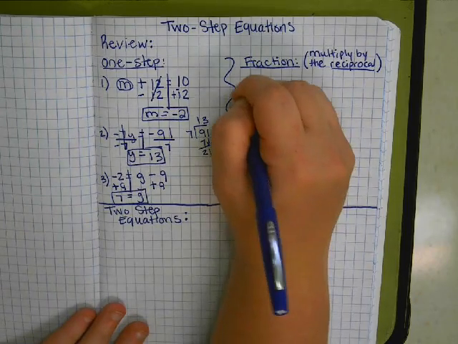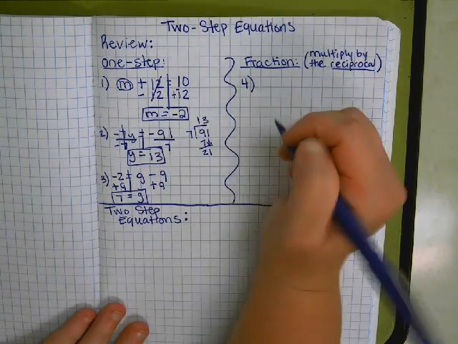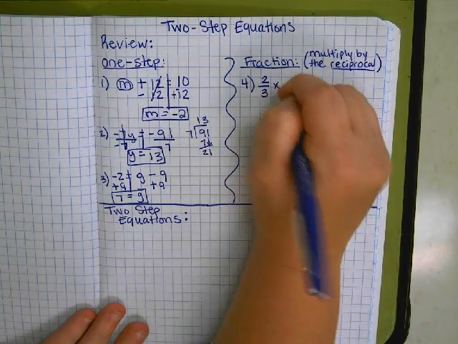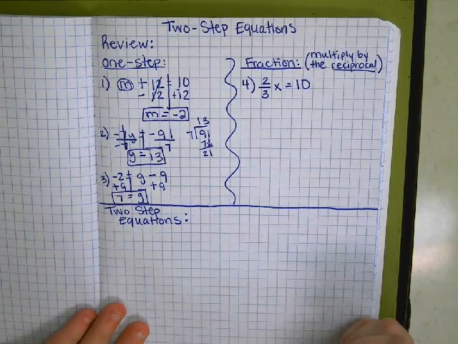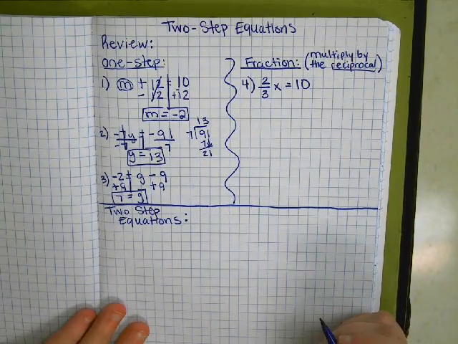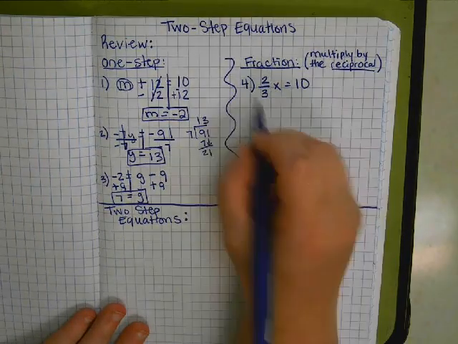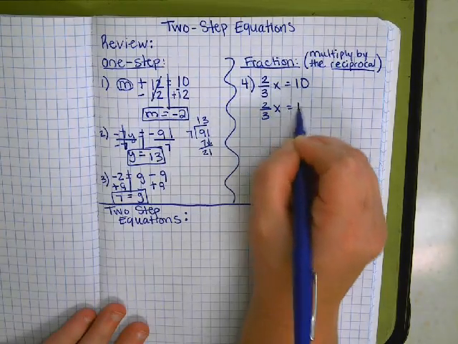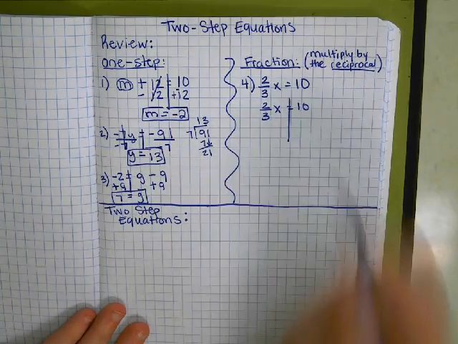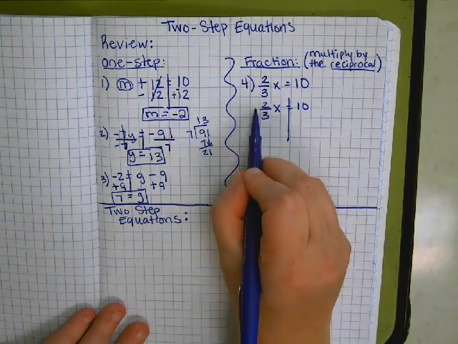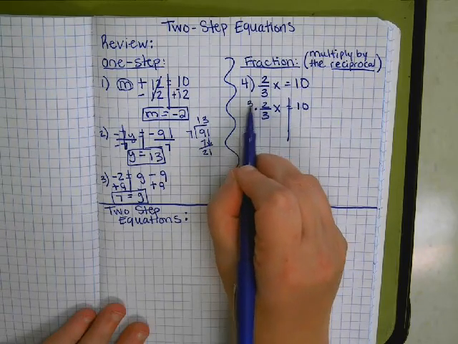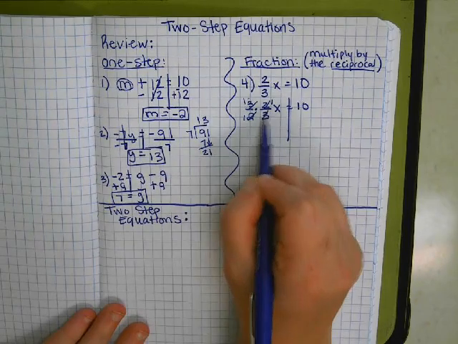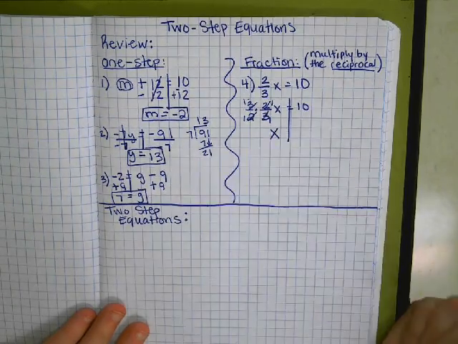Okay? So our next example is 2/3 x equals 10. To get rid of the fraction, we must multiply by the reciprocal. So since that's so close to my number there, I'm going to rewrite it and separate my sides. So the reciprocal means the flip. So instead of 2 over 3, I multiply by 3 over 2. And everything cross cancels down. And I'm left with just x.